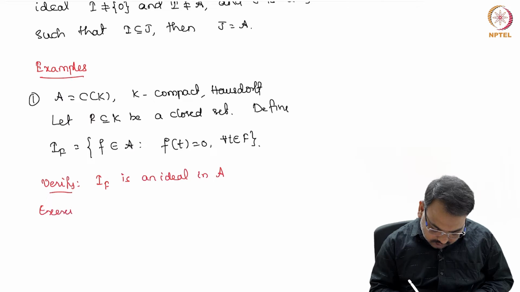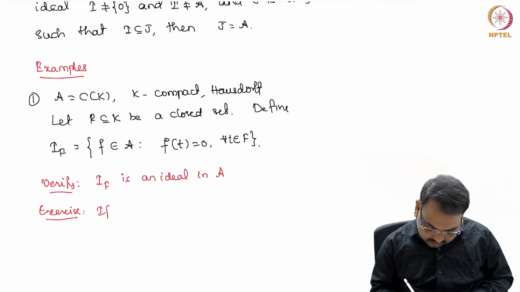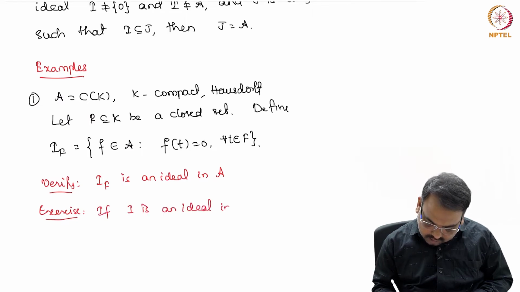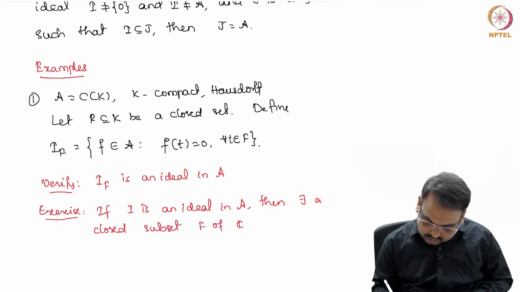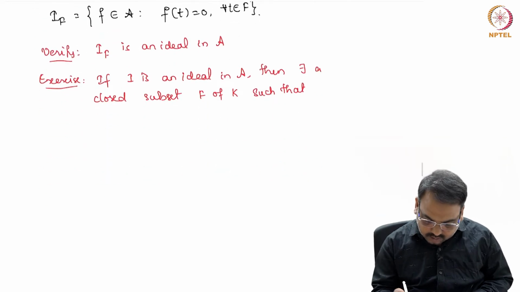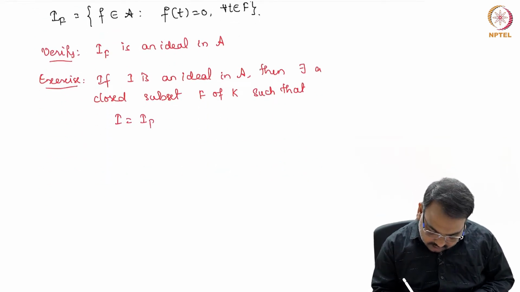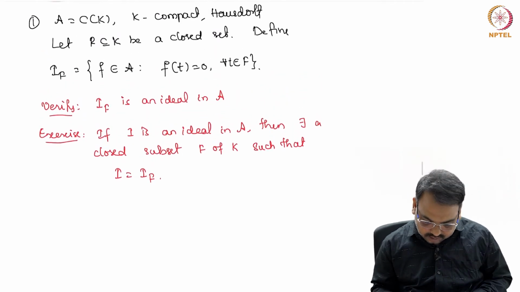and it can be shown these are the only ideals in A. If I is an ideal in A, then there exists a closed subset F of K such that I is nothing but I_F. That means these are the only ideals in A.